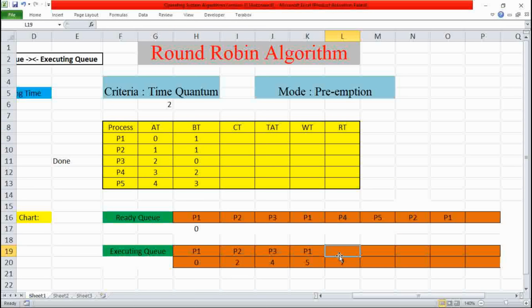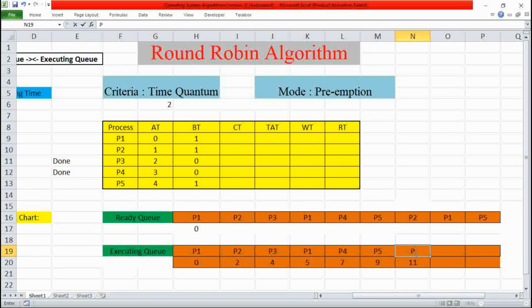Now comes the time of P4. How much time does P4 require? It's only 2, which the CPU can handle. So it will be 7 plus 2, 9. So P4 is done. Now P5. P5 requires 3. So right here P5, and it will be 9 plus 2, 11, which is more than the CPU time. So it will be 3 minus 2, 1 is remaining. Now, is our P5 completed? No. So it will go back again to the ready queue, P5.